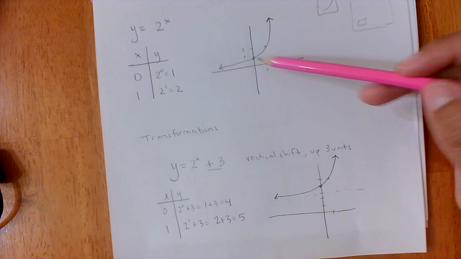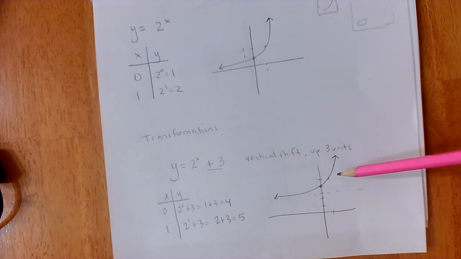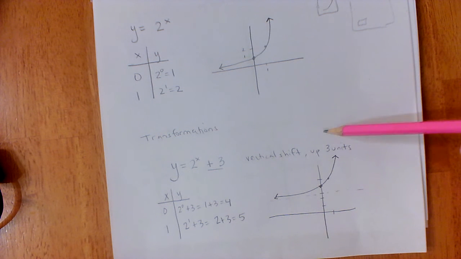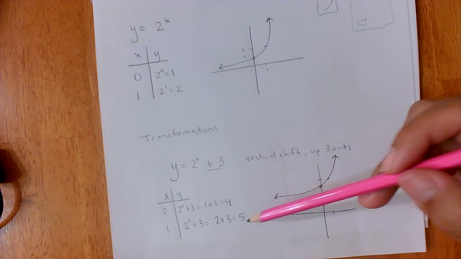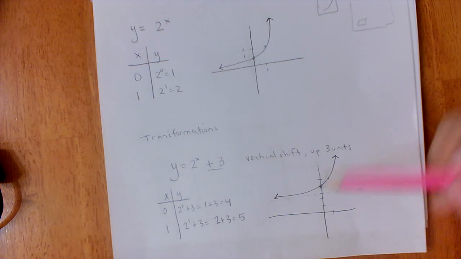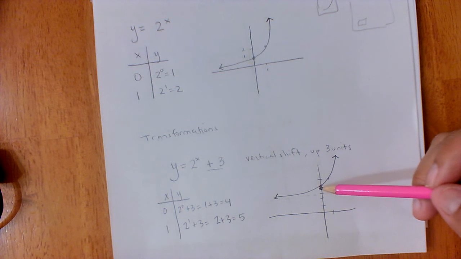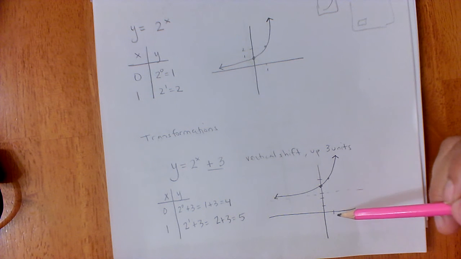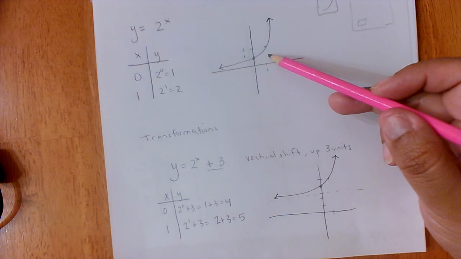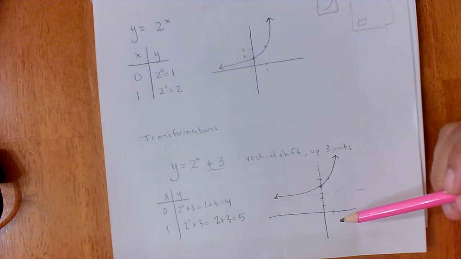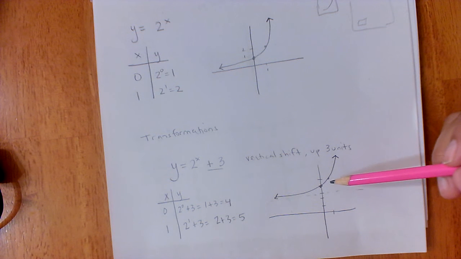And everything that happened here originally is going to occur over here, only 3 units higher up, which we would also see if we were plotting points. So instead of having an intercept at (0, 1), we're going to have an intercept at (0, 4). Instead of having a point at (1, 2), like we did up here in our basic graph, we're going to have a point at (1, 5).